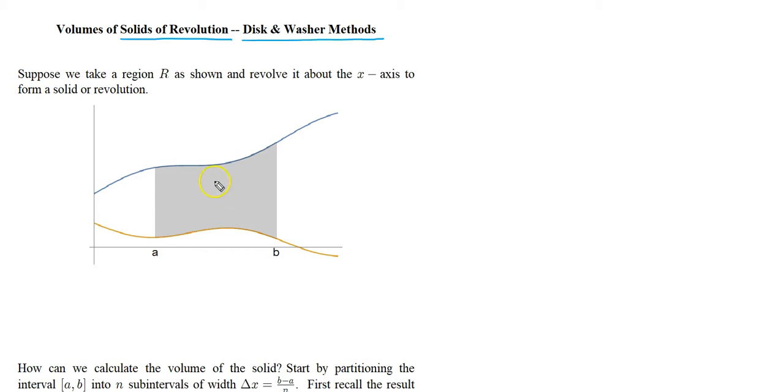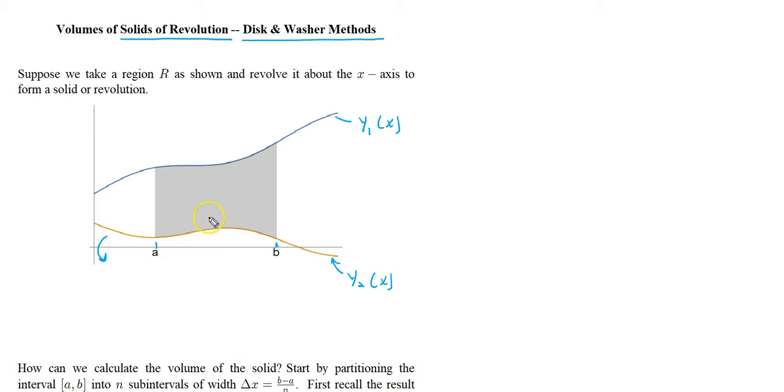So we have down here a shaded region. It's bounded between two curves. Let's call the first curve y1 of x. And the second curve down here we can call y2 of x. And x is between a and b. So for x between a and b, we shade in the region between these two curves. Now what we're going to do is take this shaded region and revolve it around the x-axis, and as we revolve it, it will sweep out a solid of revolution.